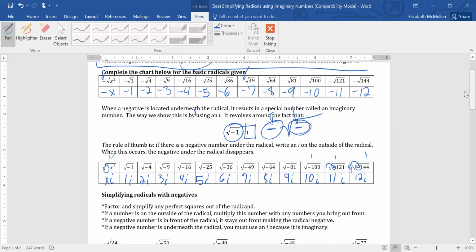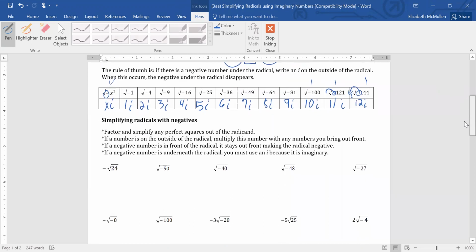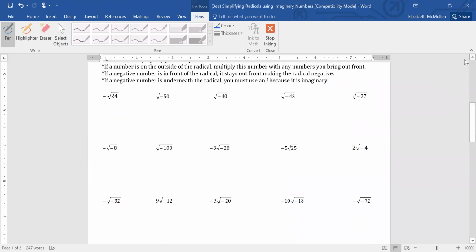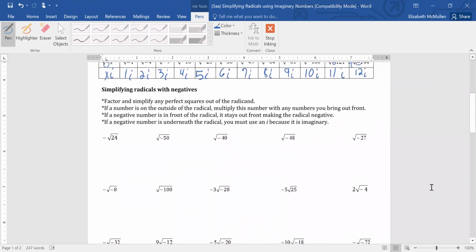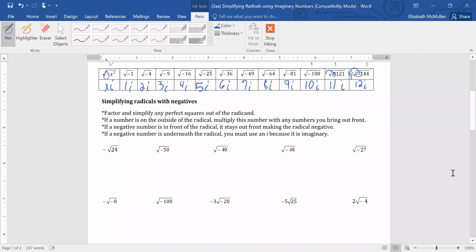All right. So let's go down here and let's talk about simplifying radicals with negatives. All right, so first step, factor and simplify any perfect squares out of the radicand. Remember, that's the number underneath the radical sign. If a number is on the outside of a radical, multiply this number with any numbers you bring out front. If a negative number is in front of the radical, it stays out front, making the radical negative. If a negative number is underneath the radical, you must use an i because it's imaginary. This is where we're going to take an i out.